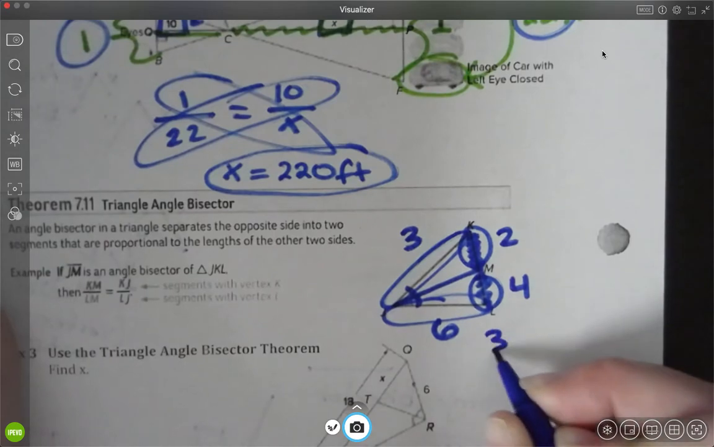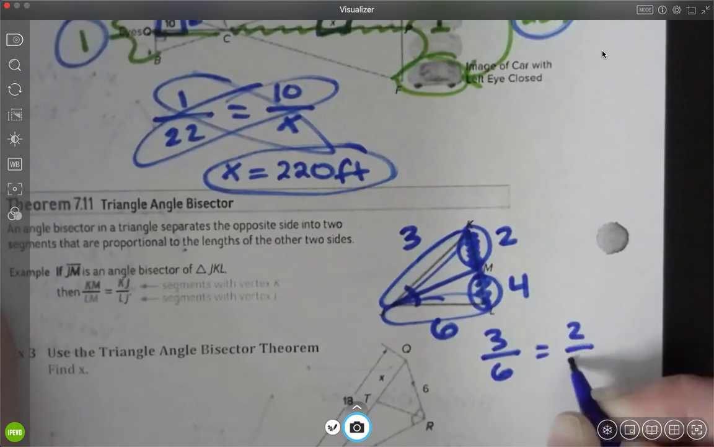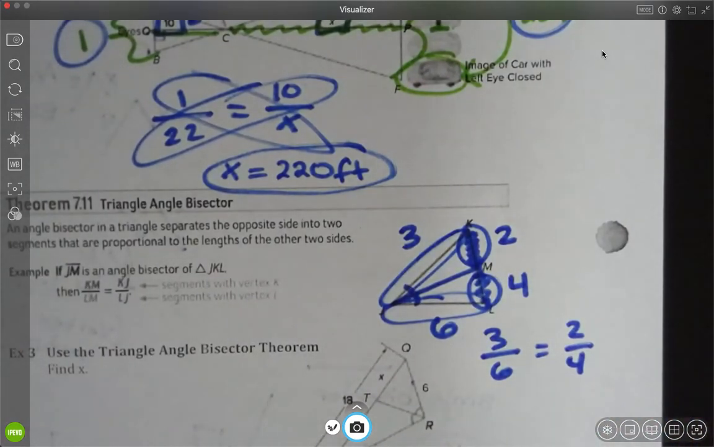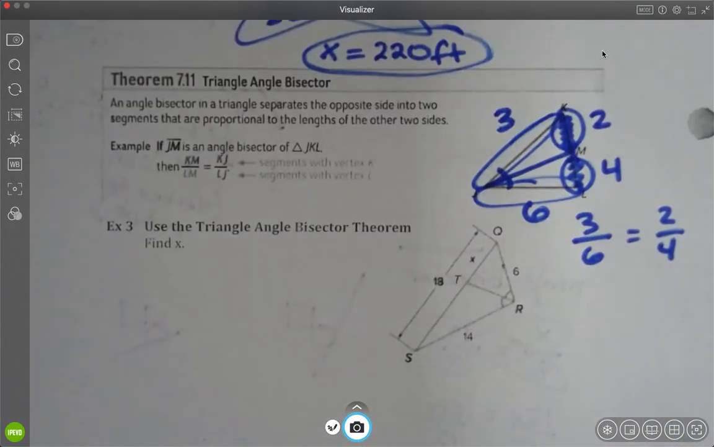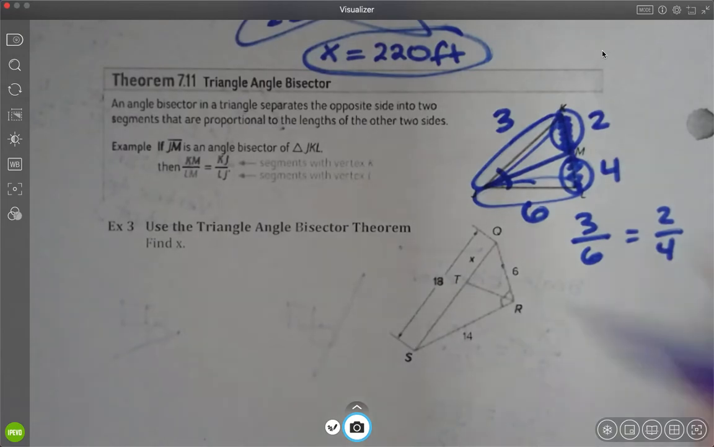I would say 3 over 6 is equal to 2 over 4. The pieces in relationship to each other are proportionate, right? Not exactly the same, even though the angle is the same. But this over this has to be equal to those 2 longer sides in proportion to each other, yeah? Okay, so this is where the confusing part comes in, because you're like, what do I put over what? Example 3. Here is the angle that I'm bisecting.